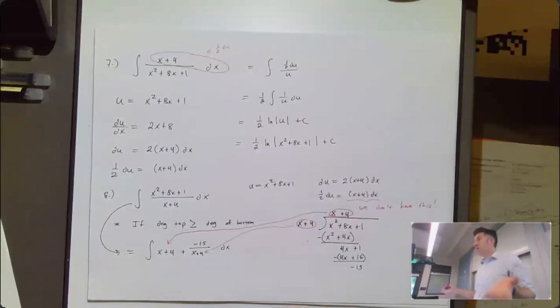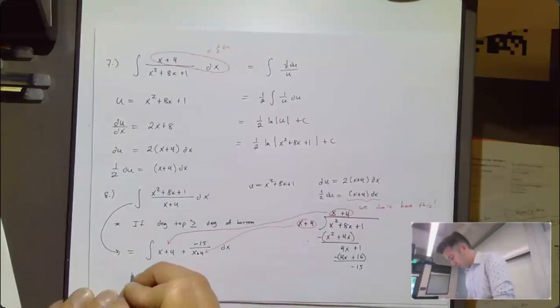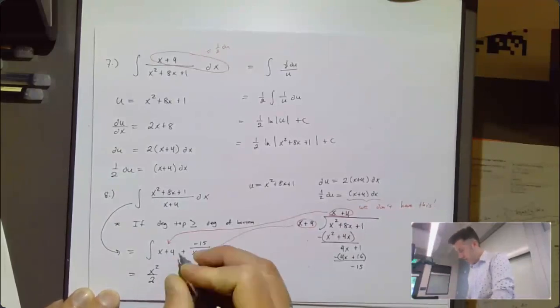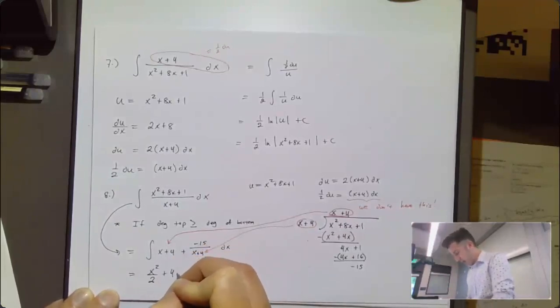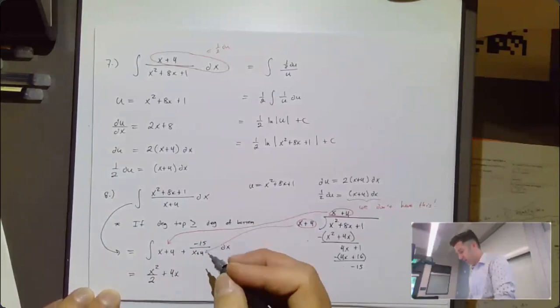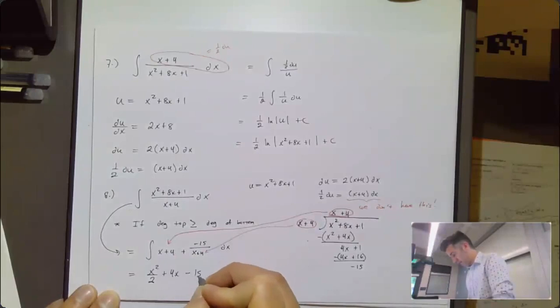So then we can integrate this. The antiderivative of x is x squared over 2. The antiderivative of 4 is 4x. And the antiderivative of negative 15 over x plus 4 is minus 15 times the natural log of the absolute value of x plus 4.